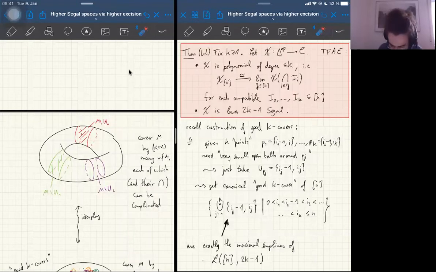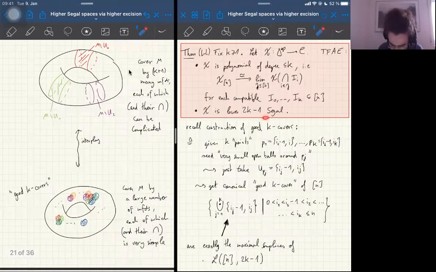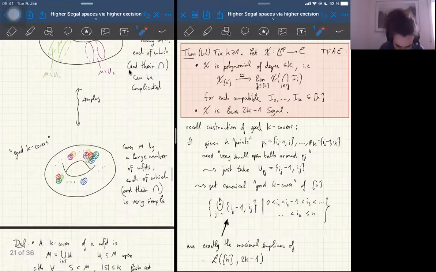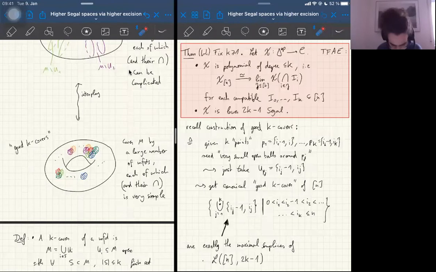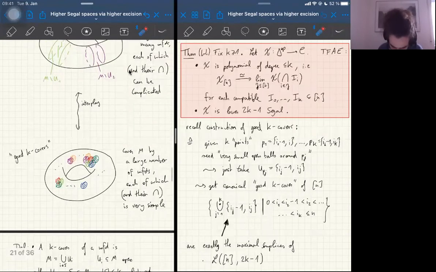And on the other side, we have this Segal condition. And in fact, if one works this out, this Segal condition really corresponds to the second part of the picture. So let me just try to illustrate this.